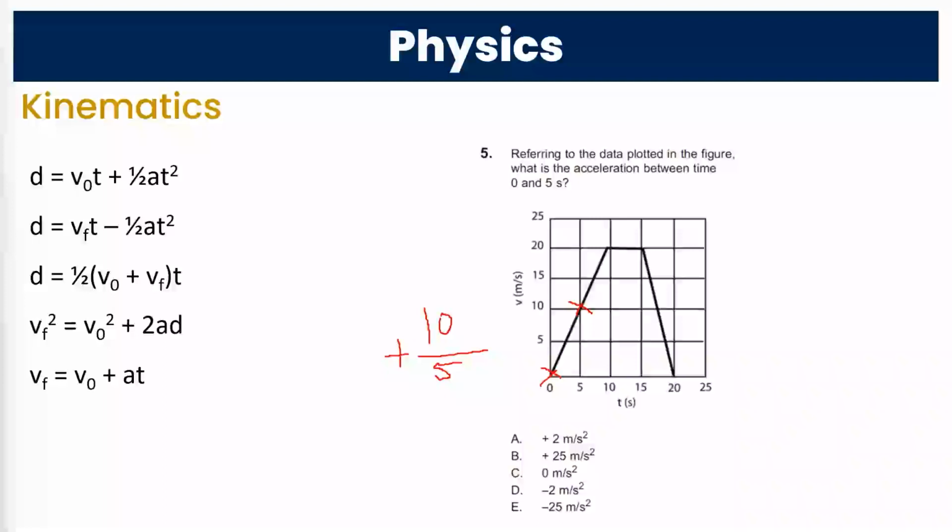2 meters over second squared. So A. But you can see what they're doing. They usually do this, by the way, where they'll give you options that are positive and negative. So pay attention to the sign for sure.